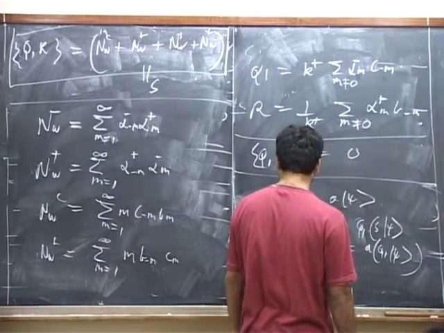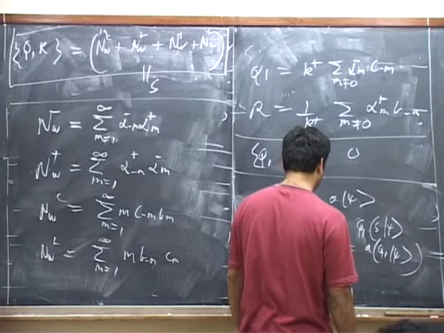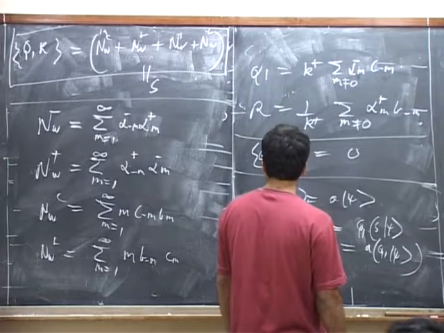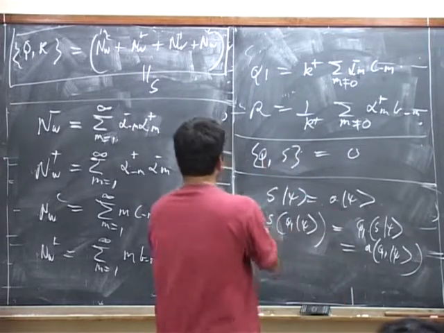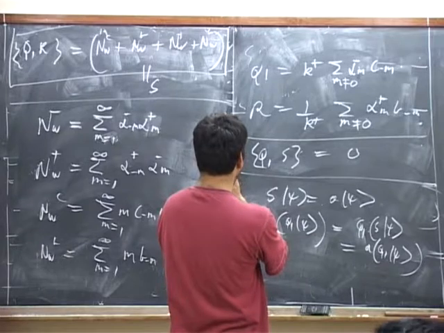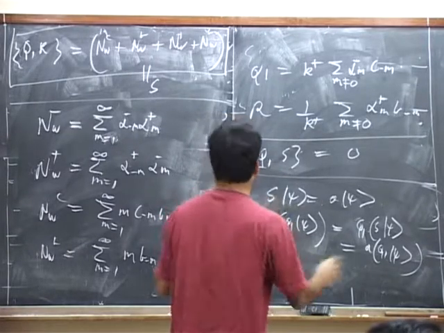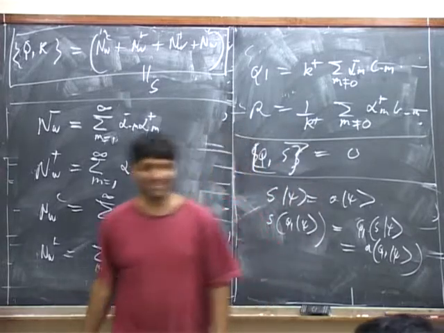No, actually, Q1 should commute with S. We should take the commutator of Q1 and S. S is a bosonic object. Yeah, S is bosonic. Oh, thank you.